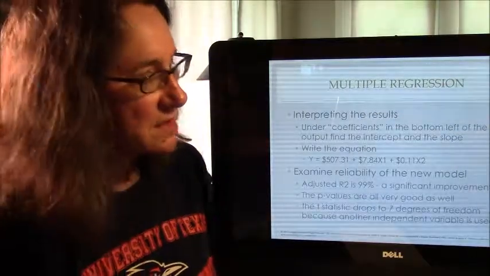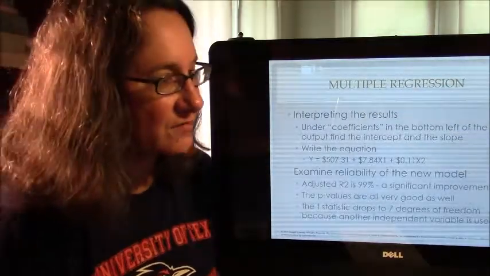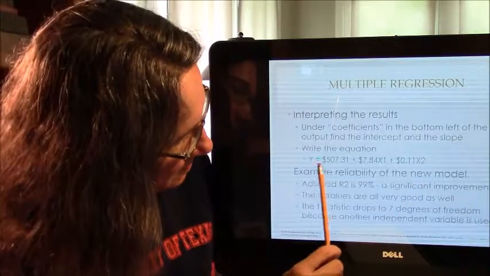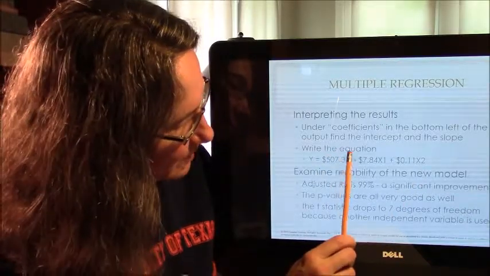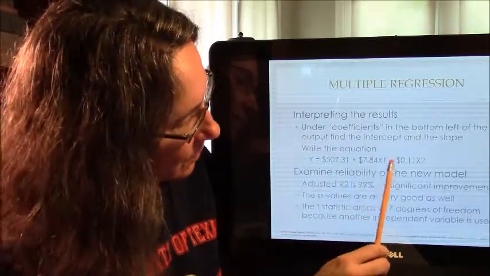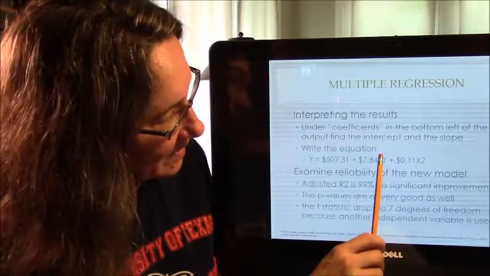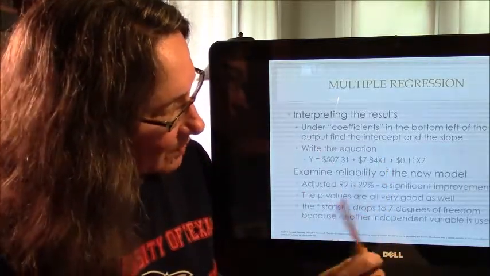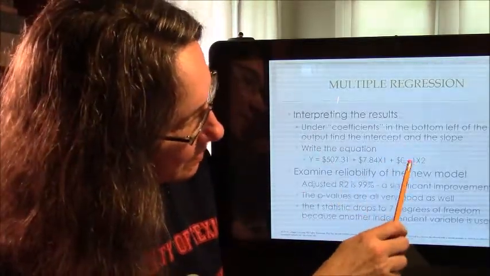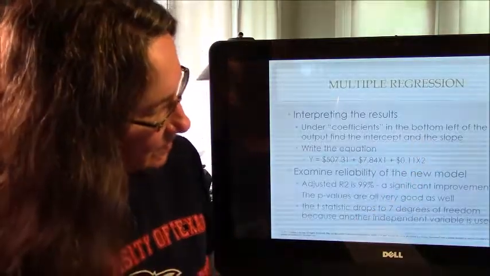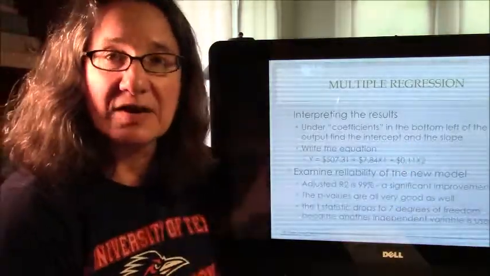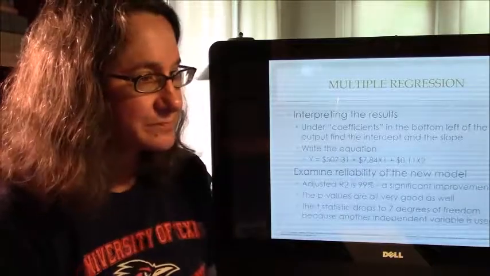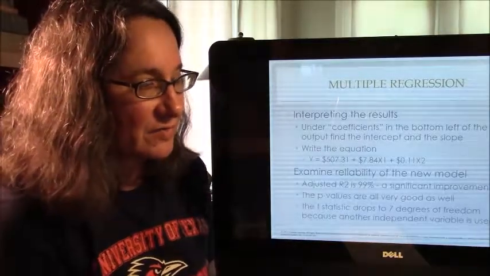So interpreting that under the coefficients, you would write it 507 plus 7.84 times however many variable x1 plus 0.11 times however many variable x2. So now you've made a better equation and it fits better. P-values are all very good.